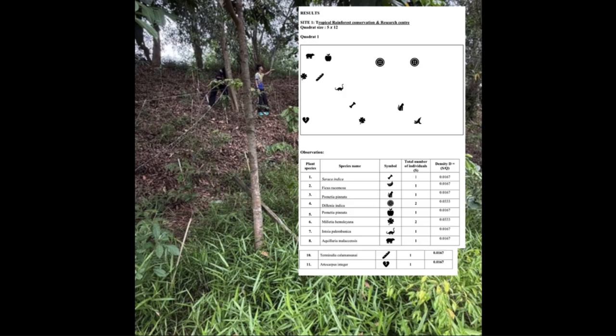And the seventh is Shorea palembanica, which is in the dinosaur. Total number is 1 and the density is 0.0167. And the eighth one is Aquilaria malaccensis, which is in the bear. Total number is 1 and the density is 0.0167. And the next one is Terminalia calamansanai, which is in the bread. Total number is 1 and the density is 0.0167. After that, the last one is Artocarpus integer, which is in the broken heart. Total number is 1 and the density is 0.0167.